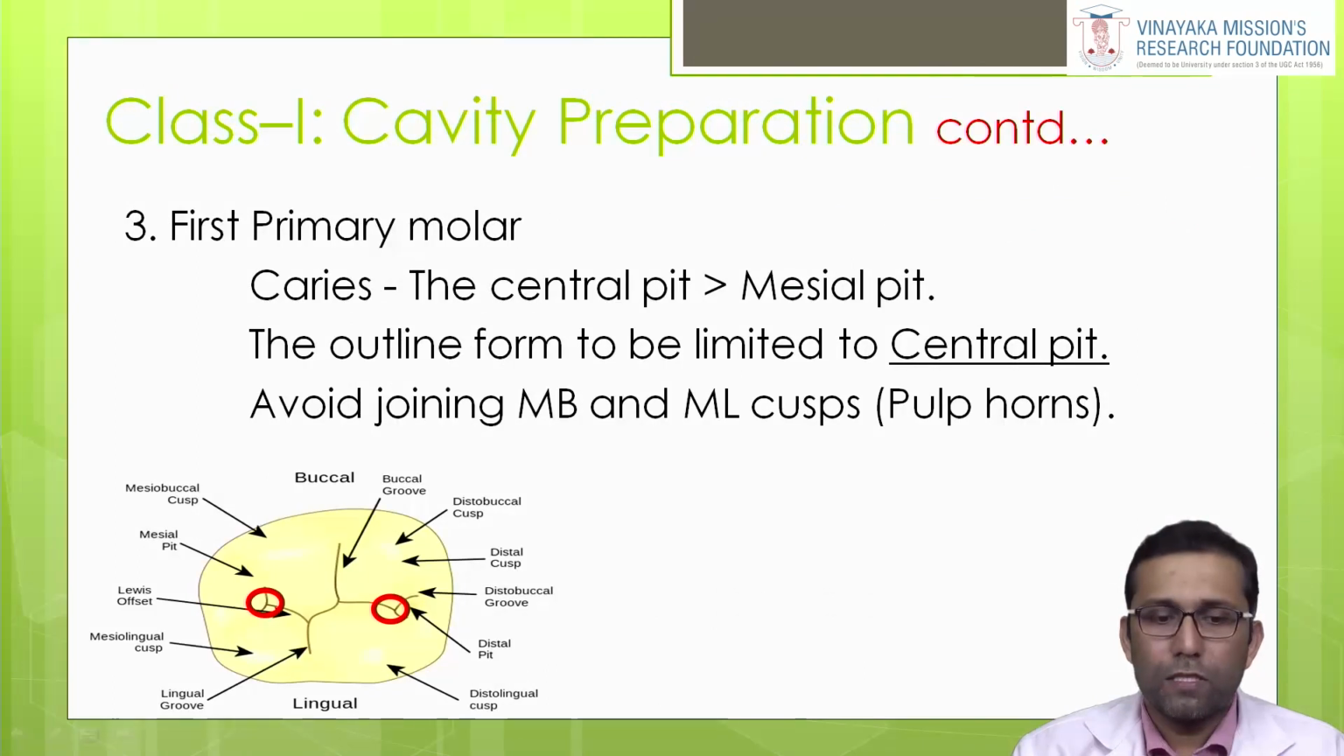Now the cavity preparation in the class 1, again, in the case of the first primary molar especially, if the central pit or the mesial pit is involved, the outline form should be limited only to the central pit, avoiding joining the mesiobuccal and mesiolingual cusps. This is to avoid the exposure of the pulp horn that is present in the first primary molar, that is the mesiolingual or mesial pulp horns.